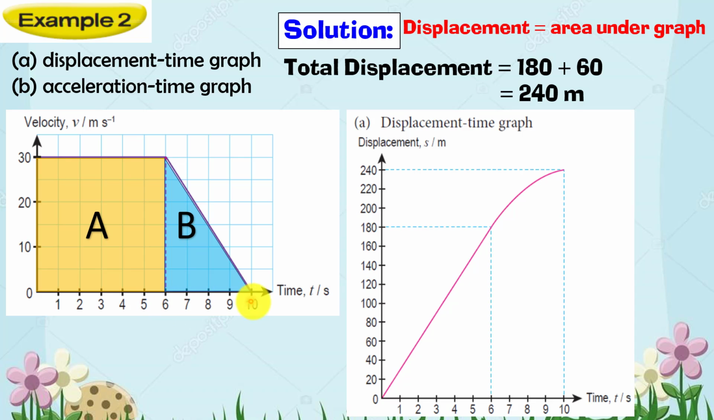There's 6 until 10. So from here you need to start to draw the curve. You cannot draw a straight line because we know this part is slowing down. So you need to draw the curve until you touch 240 meters. This one we call the displacement-time graph, converted from the VT graph. We label this one part A, this one part B. The triangle part is here.